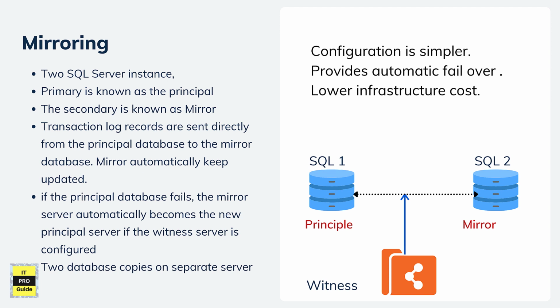If the principal database fails, then the mirror server automatically becomes the new principal server if you have a witness server configured. So if you have a witness server configured, you have the ability to achieve automatic failover in the mirroring option, which you don't have in the log shipping option.